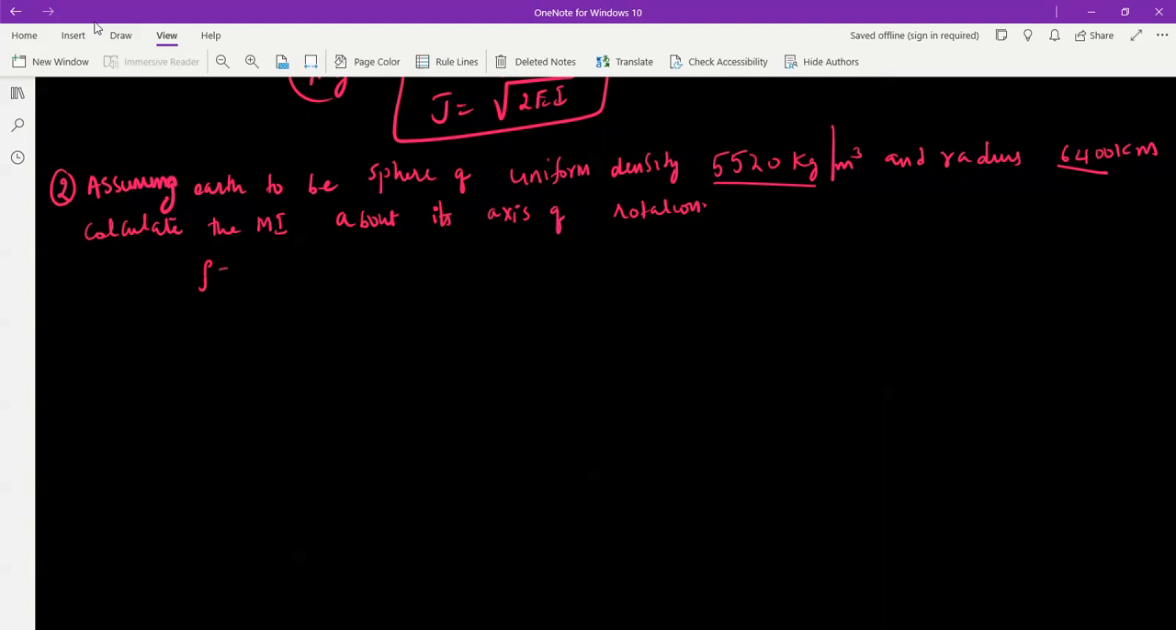So they have given rho is equal to density, that is 5520 kg per meter cube. Then radius r is equal to 6400 kilometer.